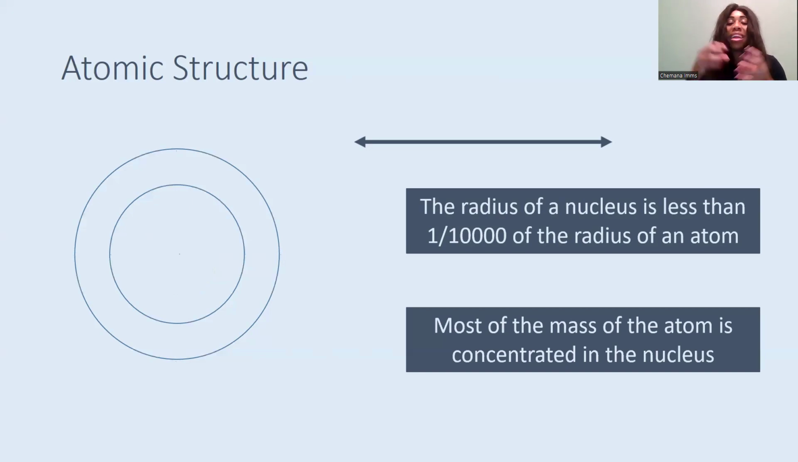Okay, so the mass is concentrated at the center. As you can see, we can hardly see our nucleus. And then around or surrounding that nucleus, we've just got this empty space, a lot of empty space between the shells and that nucleus, which is ever so small.